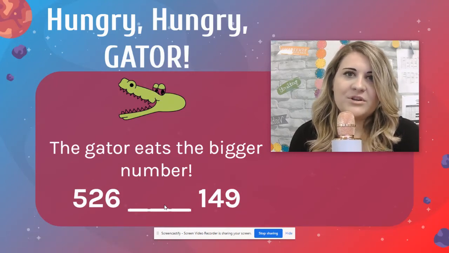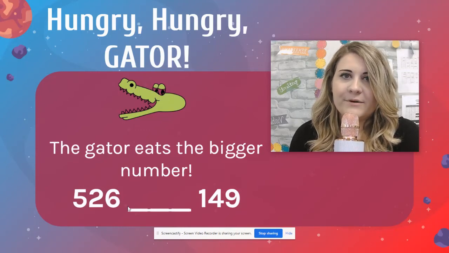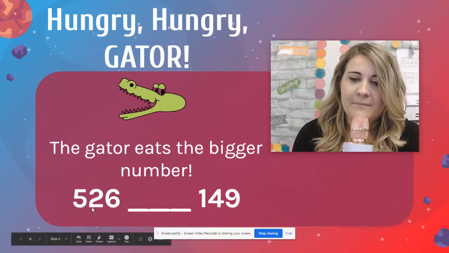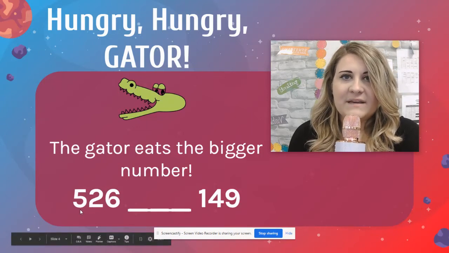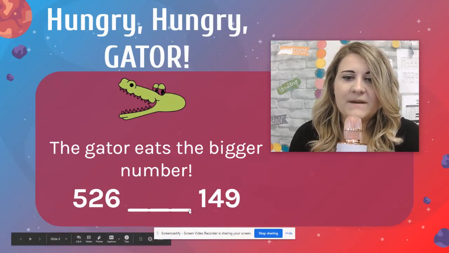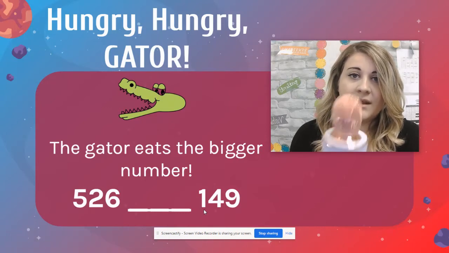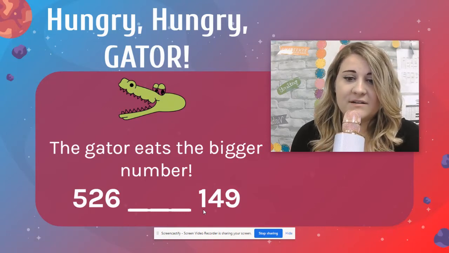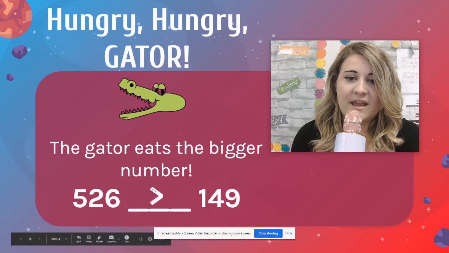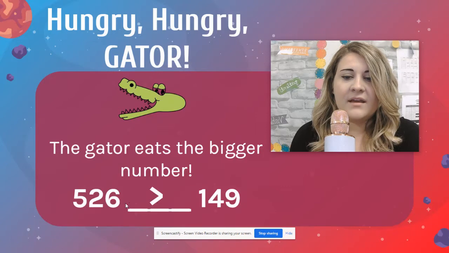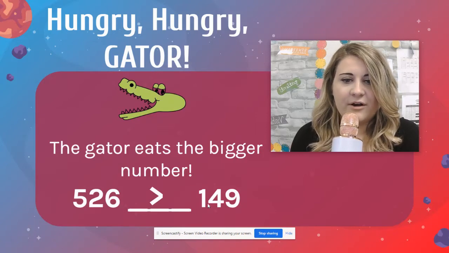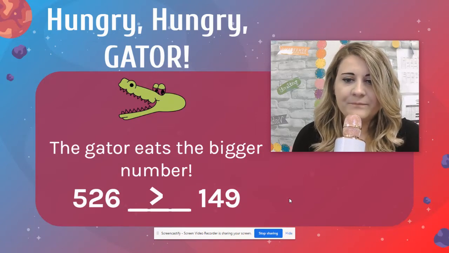Looking at these numbers, you could probably tell already which one is bigger. But if they were bigger numbers, like a 4-digit number, which is what we're going to do in a minute, you're going to compare the biggest places. So I've got a 5 in the hundreds place and a 1 in the hundreds place. Which one is bigger? Obviously the 5, so that's the one the gator's going to eat, okay? So the gator here would eat this number because it's bigger. He's going to want to eat 526 over 149. It's just bigger. It's more.